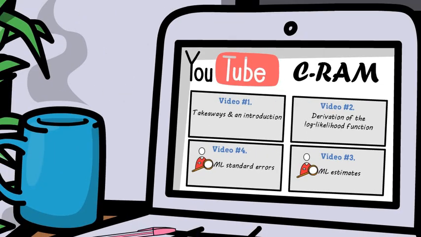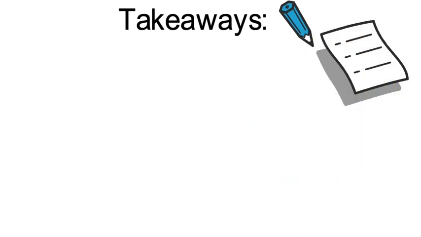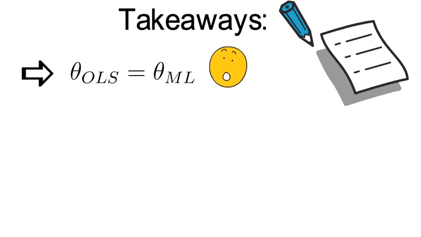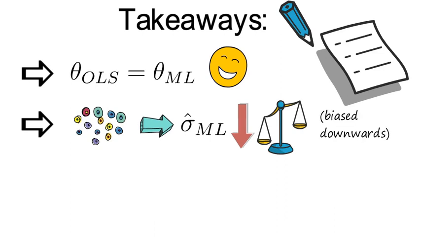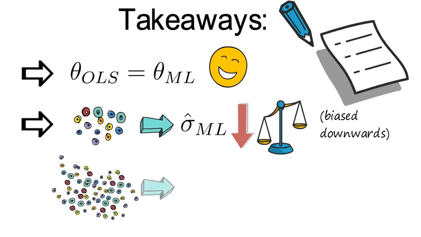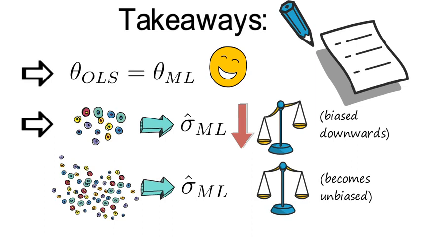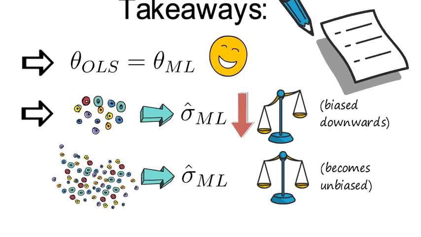Now let's start with some takeaways. That sequence of videos teaches you that the maximum likelihood parameter estimates of a linear Gaussian regression model coincide with the respective OLS parameter estimates. Yet you also learn that the small sample maximum likelihood estimate for the variance of the regression error is biased downwards, but becomes unbiased as the sample is growing. This says that the maximum likelihood estimate for the variance is consistent.